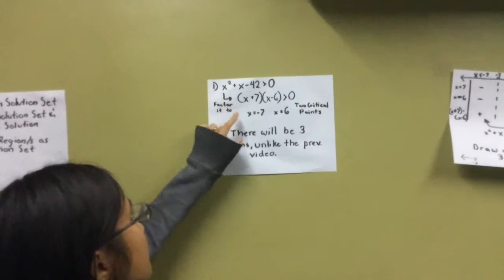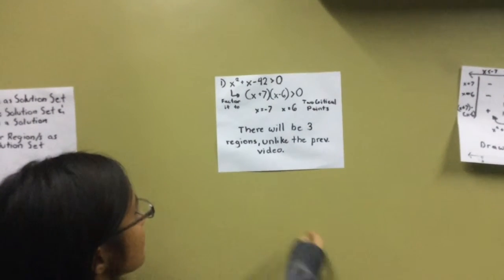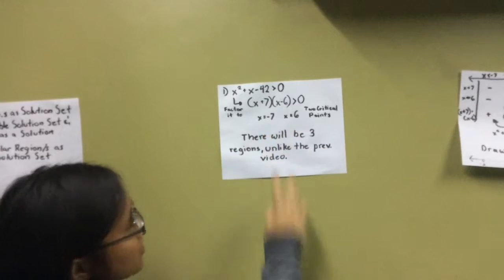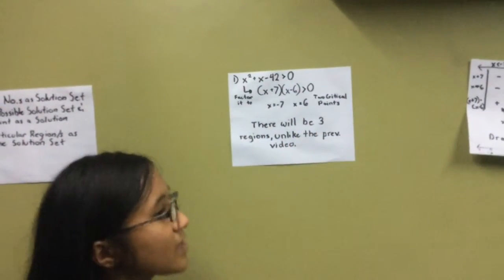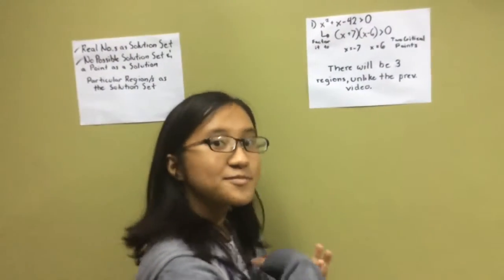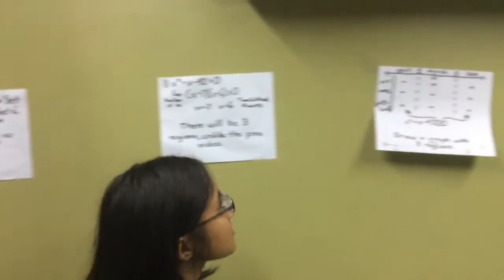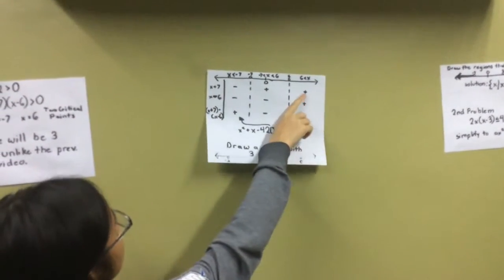First, you have to factor it, which is equal to x plus 7 times x minus 6 greater than 0, which means that x is equal to negative 7 and x is equal to 6. These are the two critical points, or two things that x can be equal to, so that's x1 and x2. Unlike the previous video that Professor Bond did, there will be 3 regions and not just 2. So the 3 regions will be drawn like this on the number line.